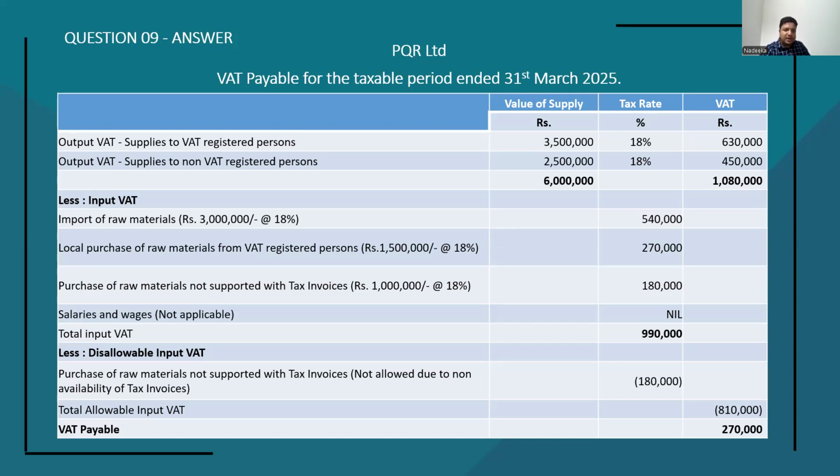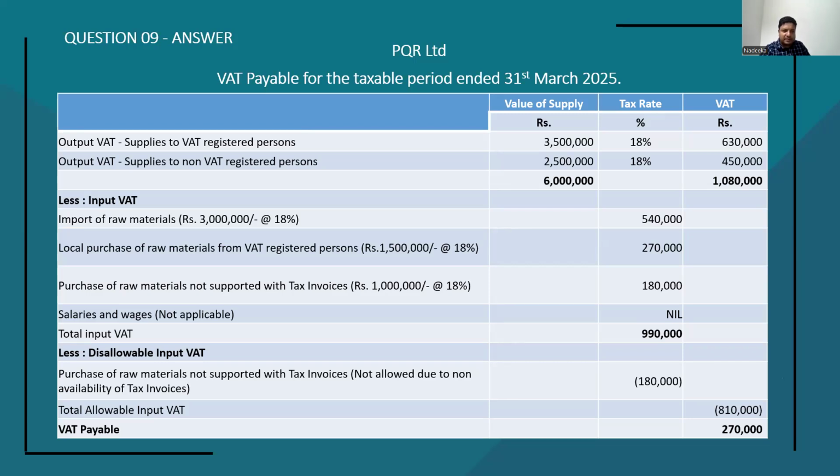Then supplies to non-VAT registered persons. You don't need to worry about the registration of your customer, whether he's liable or not. If you are liable, you have to collect VAT from your customer. Value of supply is 2.5 million. You apply the 18% rate. Output VAT is 450,000. So the total value of supply is 6 million, output VAT 1,080,000. So that's your output tax, and we are going to deduct input tax.